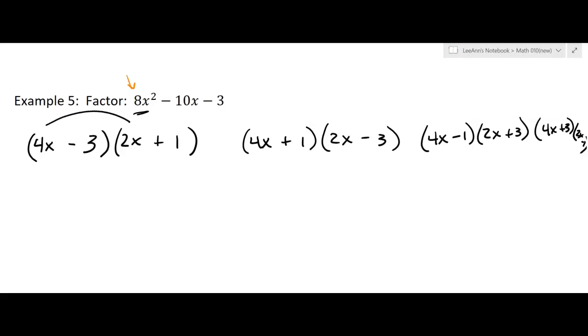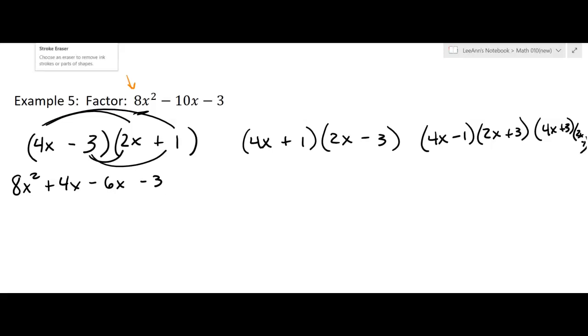4 times 2x is 8x squared. 4x, and then minus 6x, and then minus 3. Now that's, oops, I don't know why I have a parenthesis there. I don't think that's looking good. Because I don't like where we're going here. I get a minus 2x. It's supposed to be a minus 10x. So, no, that one didn't work.